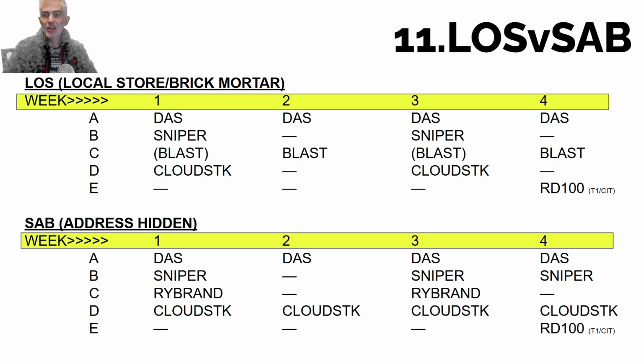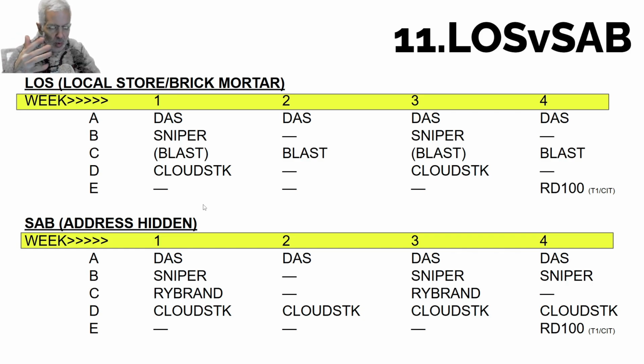Okay, next up we have LOS versus SAB. LOS is a local store, brick and mortar as some would know it. SAB is a service area business with the address hidden, the one up top. Address is showing. Basically, this is the formula of campaigns that Elias gave out. I just broke it down into a weekly.